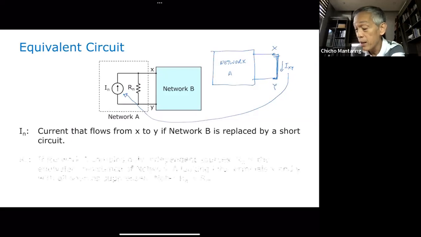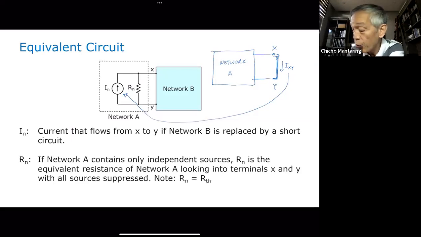Okay, what about R_N? If network A contains only independent sources, R_N is the equivalent resistance of network A looking into terminals X and Y. In other words, R_N is actually equal to R_TH. The same rule that we used to compute for R_TH is the rule that we used to compute for R_N if network A contains only independent sources. So remember, this is very important. Only independent sources. Okay. Any questions?